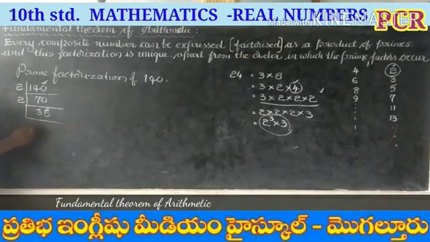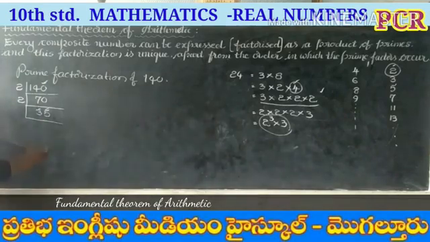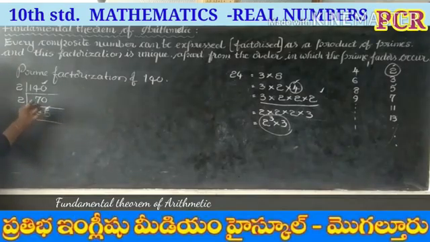Here, what is the sum of the digits? 3 plus 5 is equal to 8. So 8 is not divisible by 3. That's why this 35 is not divisible by 3. And the next prime number is 5. Is the number divisible by 5? Yes, this number is divisible by 5 because it has 5 in its units place. How many times? 7 times. 7 times 5 gives 35.